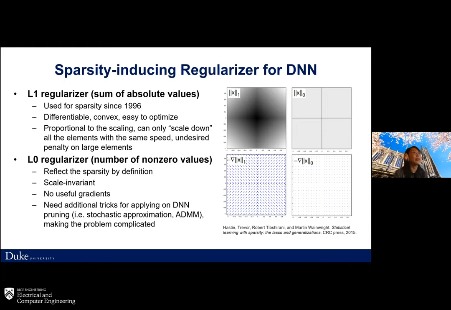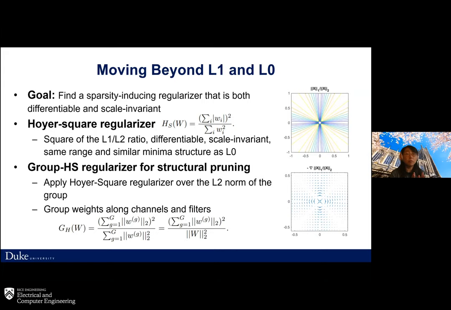So our work aims to find a sparsity-inducing regularizer that is both differentiable and scale invariant. When we were looking for such a regularizer, the Hoyer regularizer, illustrated in the right-hand figure, drew our attention. Mathematically, it is the ratio of the L1 norm and the L2 norm. So we apply the Hoyer regularizer in DNN training. Basically, for element-wise DNN pruning, we propose to apply the squared version of the Hoyer regularizer, and we name it the Hoyer-Square regularizer.